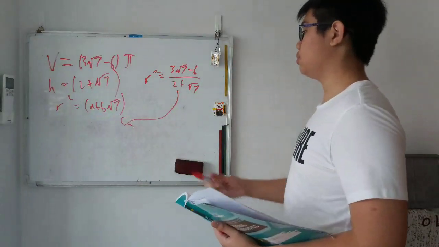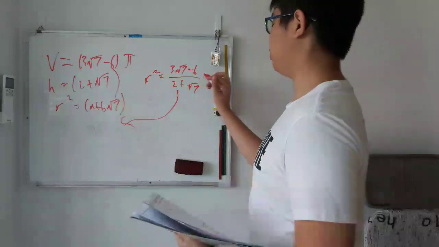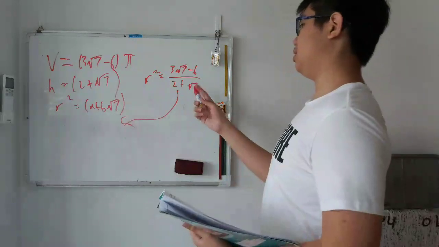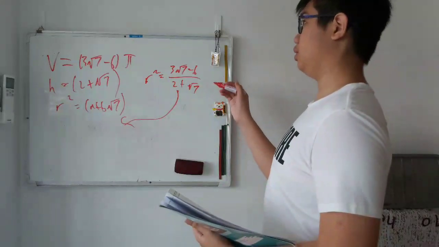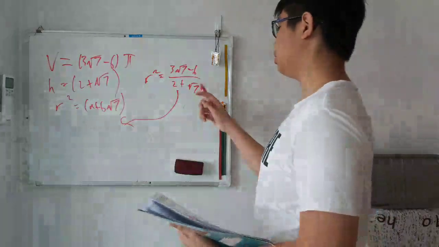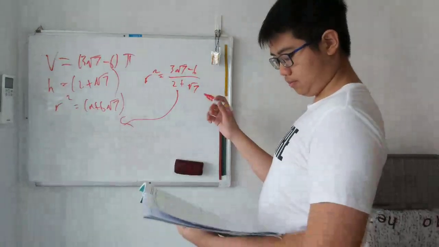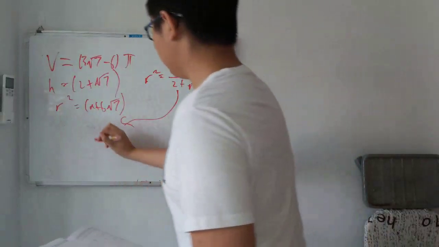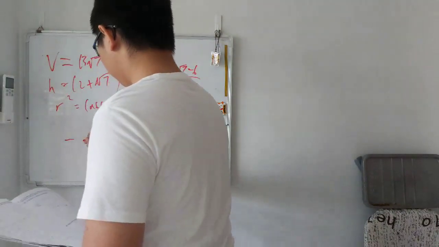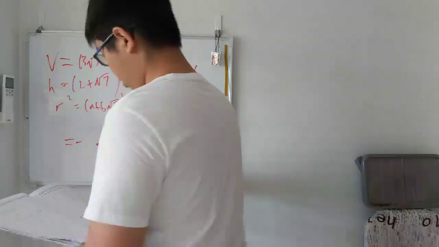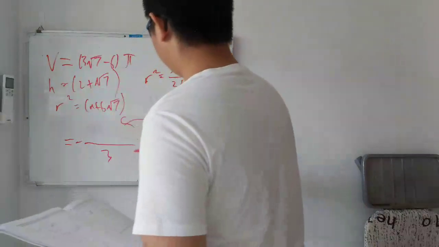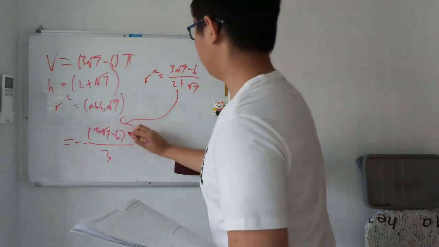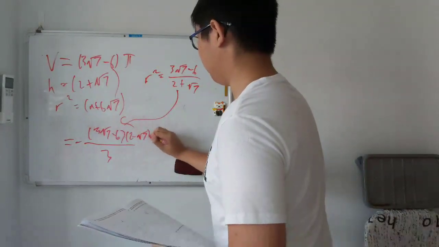So we'll use conjugate surds, multiplying this by 2 minus square root 7 over 2 minus square root 7. Then you will see that the denominator becomes 7, then that becomes 4, so that becomes a negative 3. So this becomes minus over 3, then let's multiply that: 3 square root 7 minus 6, 2 minus square root 7.